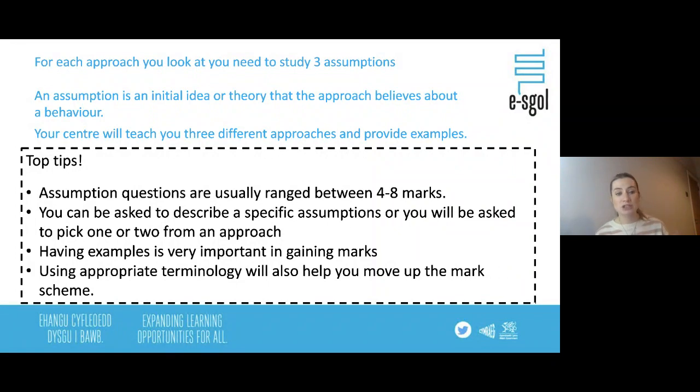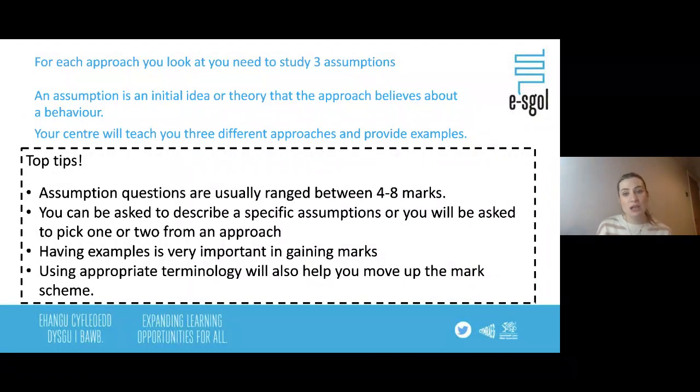Now, we know that an assumption is an idea or a theory, and it pins the whole approach together. What does that approach say about behaviour? Okay, and you've got to show the examiner that you understand the main principles of that approach. Your centre will teach you 3 different approaches and provide examples.